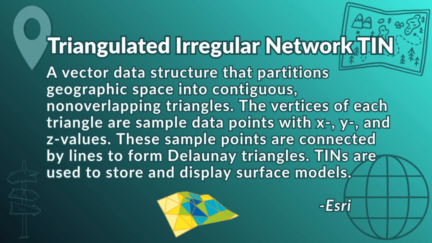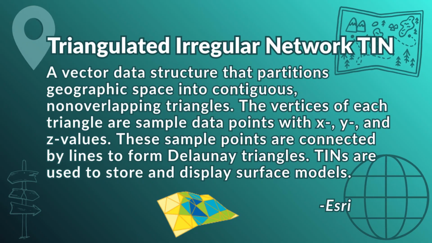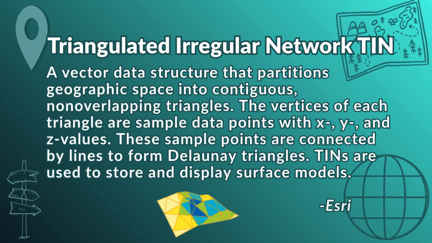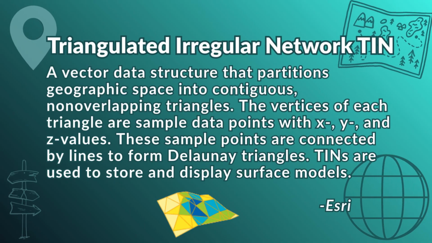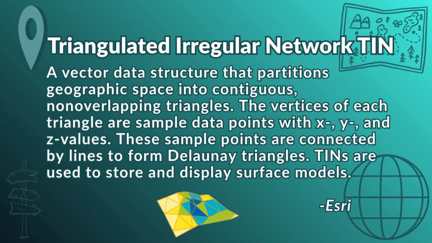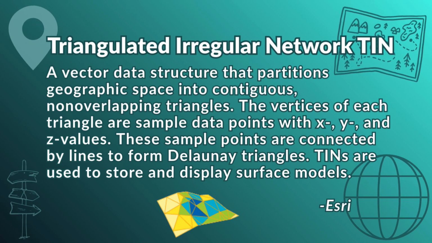You nailed it. Instead of a uniform grid of heavy pixels, a TIN uses vector data. It takes a set of known sample points and connects them to create a 3D mesh of non-overlapping triangles. So the beauty of a TIN is its algorithmic efficiency, right? Yes, because the network is irregular, the algorithm can adapt to the complexity of the terrain.